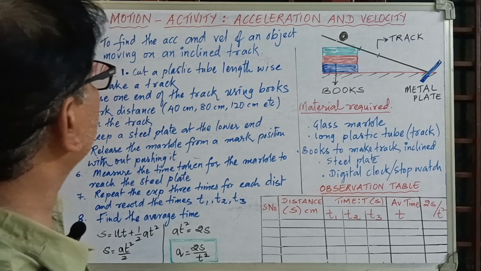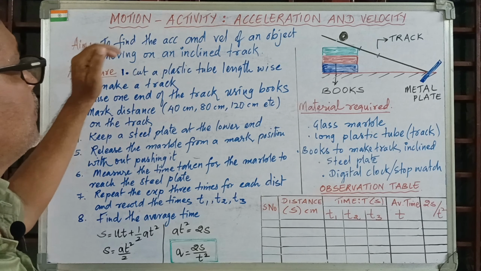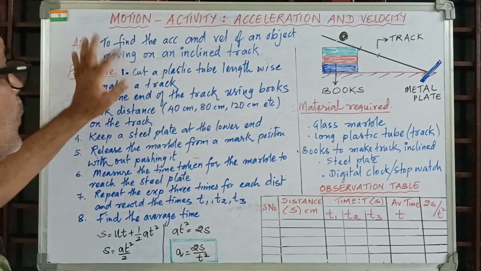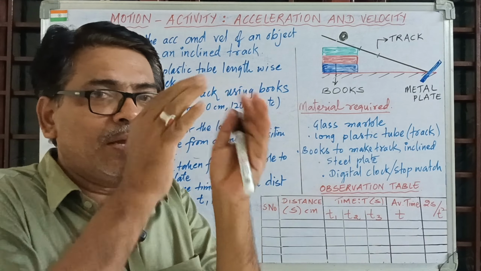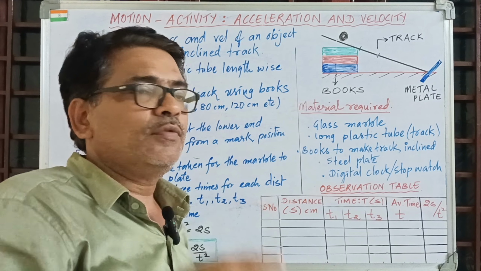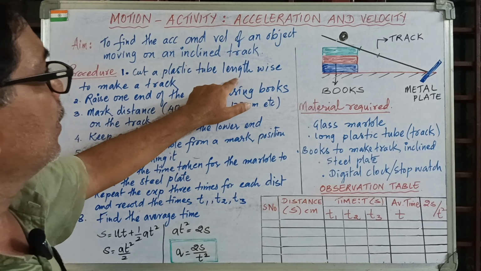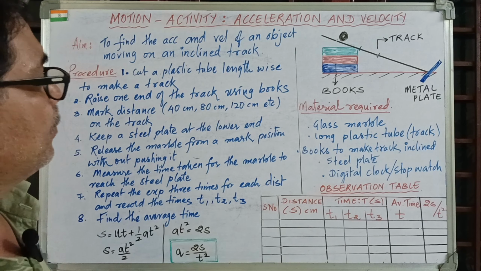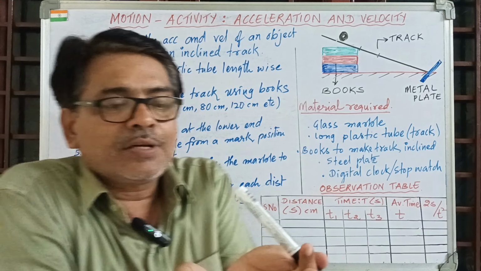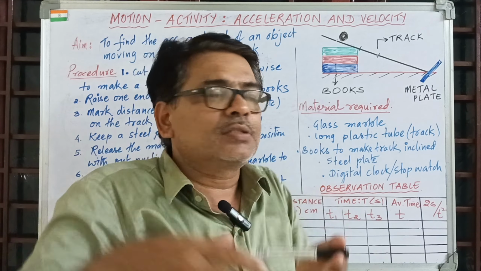So right now let us start. We are going to find acceleration and velocity of an object when it is moving on an inclined plane. First, take a plastic pipe and cut it into two halves. One half you are going to use for this activity. Cut a plastic tube lengthwise to make a track, because when you drop a ball on a track like this, it automatically rolls down.